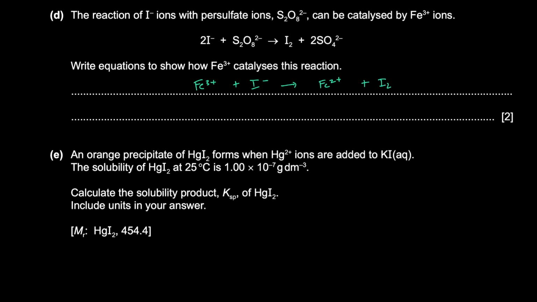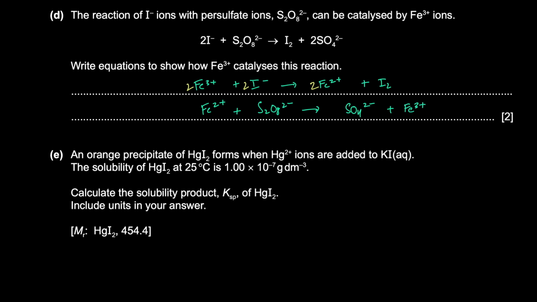If you have to balance this equation, for every 2 iodides you're going to need 2 Fe³⁺. Each Fe³⁺ is gaining an electron and each iodide is losing an electron. So for 2 iodides, when you balance it with the iodine, you're going to need 2 Fe³⁺. In the second stage, the Fe²⁺ will react with the S₂O₈²⁻ to form sulfate ions and regenerate the Fe³⁺ ions.